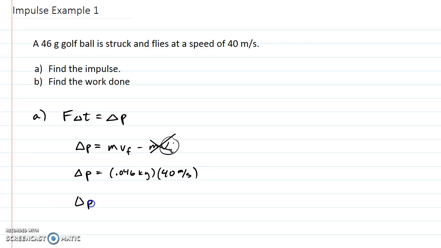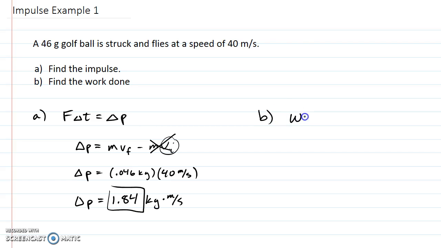And so if you work this out, you calculate it, it's 1.84 kilogram meters per second. That is the amount of momentum. Sorry, it's the impulse. That's the total change in its momentum. Which makes sense because this is a small object, so the change in momentum is not going to be too terribly big.